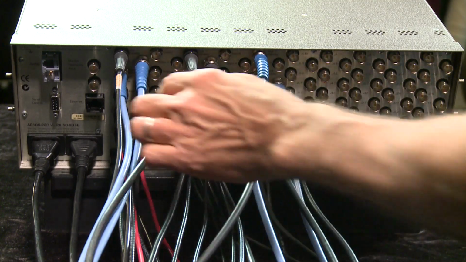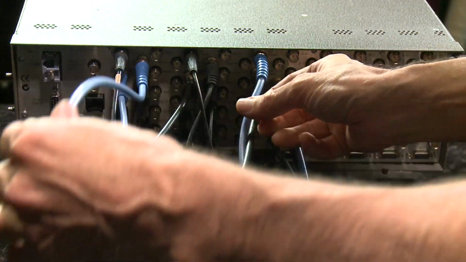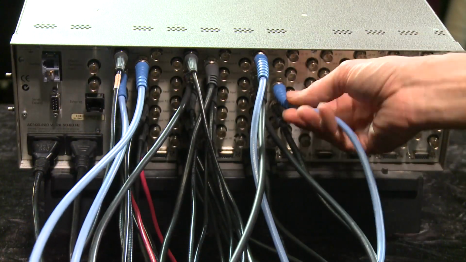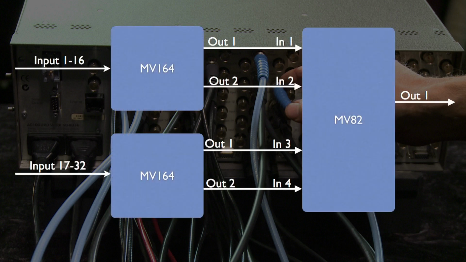Next, we're going to wire up the chassis. Let's insert our 32 inputs, and we're going to arrange the interconnection between the modules like this. We're going to take outputs 1 and 2 from the first MV164 and send them into the MV82, and take the outputs from the second MV164 and feed them to inputs 3 and 4 on the MV82.